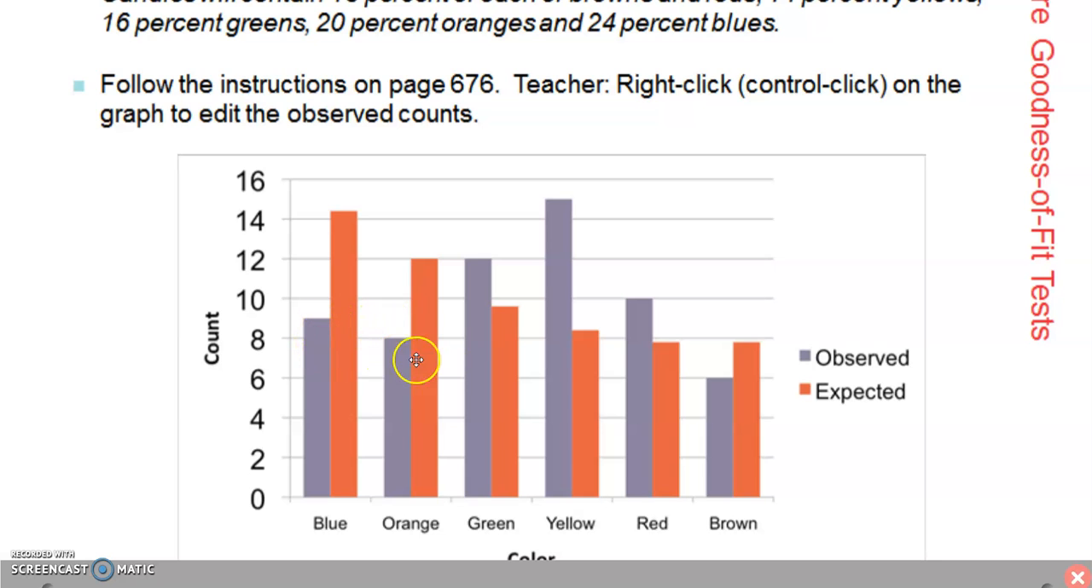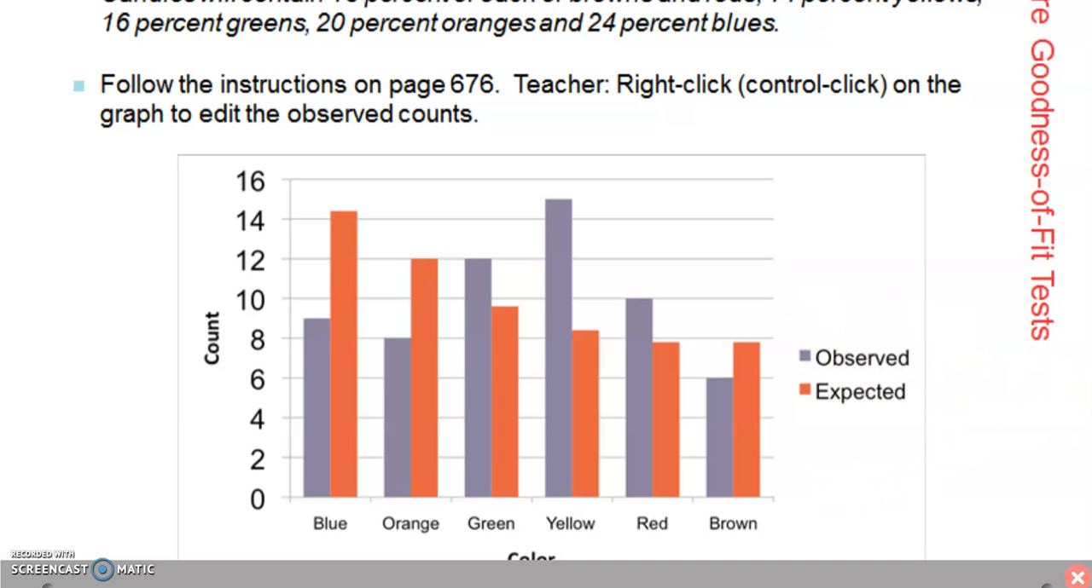These purplish colored bars are the actual numbers of observed counts for each color, and then these red bars are what I would expect. You can see that in this bag I had much more yellow candies than I would expect, and much fewer blue candies than I would expect.